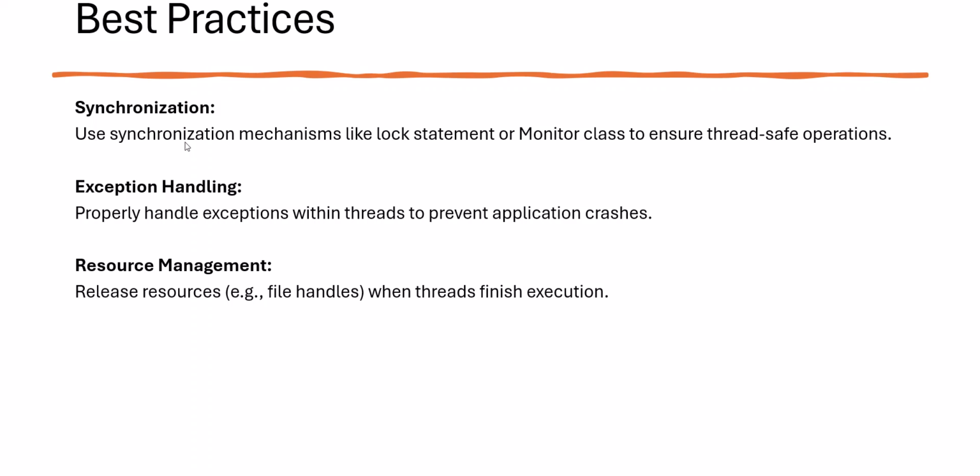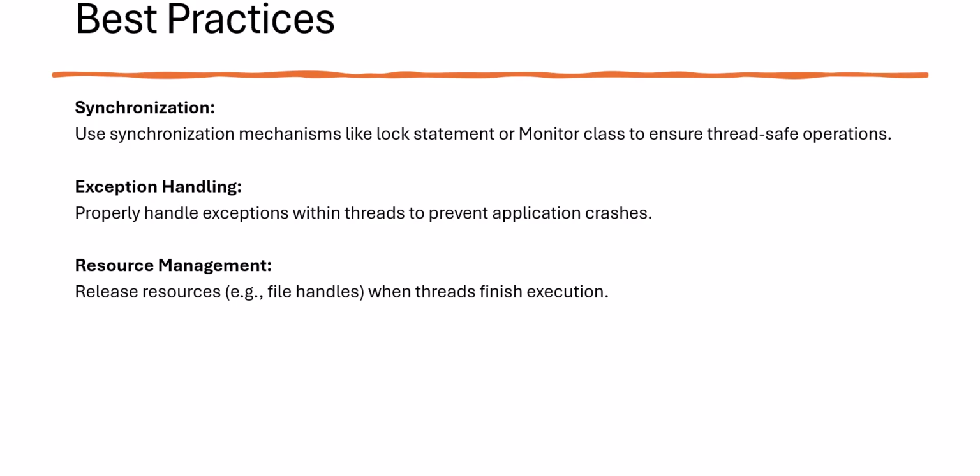There are some best practices for using threading. One is synchronization: use synchronization mechanisms like the lock statement or the Monitor class to ensure thread-safe operations, and use exception handling to properly handle the exceptions within the threads to prevent application crashes. Another is resource management: release resources, for example file handles, when the thread finishes execution. So these are some of the best practices we can use while using multi-threading in our application.